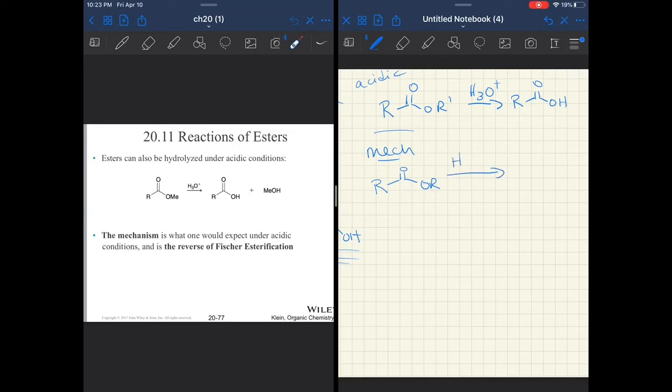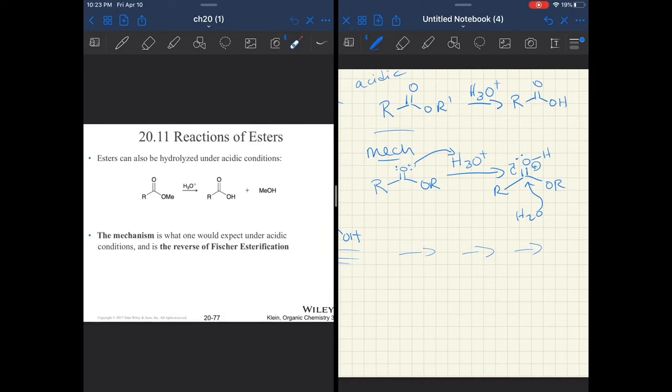The first step, when we hydrolyzed an acid halide, we didn't need acid, we just needed water because it was so reactive. Well, an ester isn't as reactive, so you do have to protonate it first. And that's going to make it a better electrophile for your water to be able to attack. So from here, you should be able to finish that mechanism for hydrolysis of an ester. So make sure that you go through and you do this yourself.